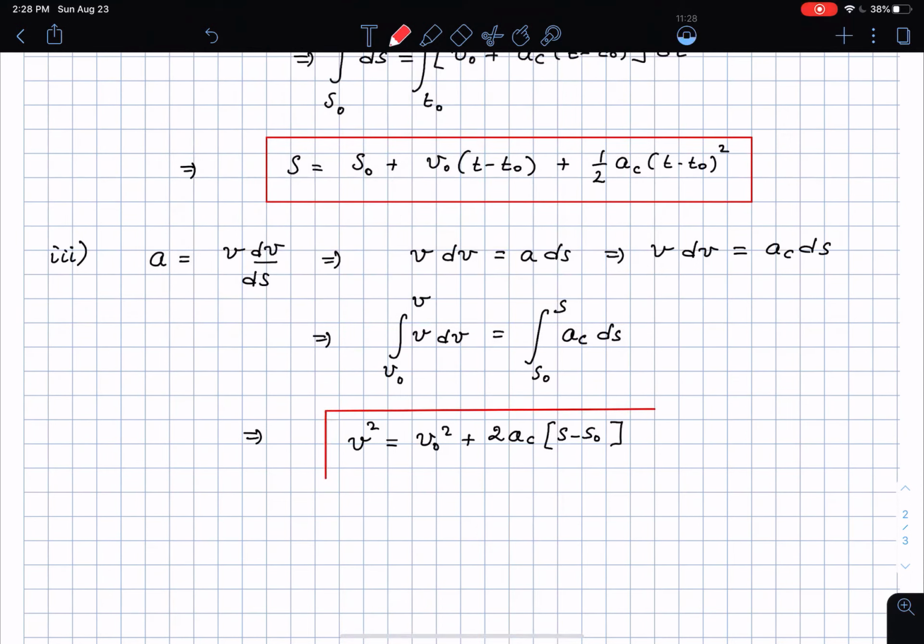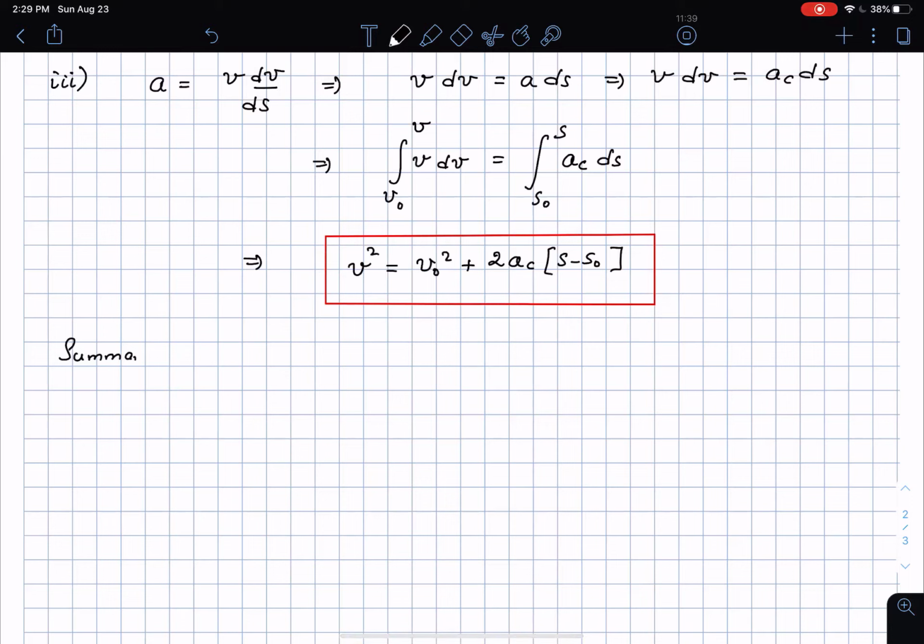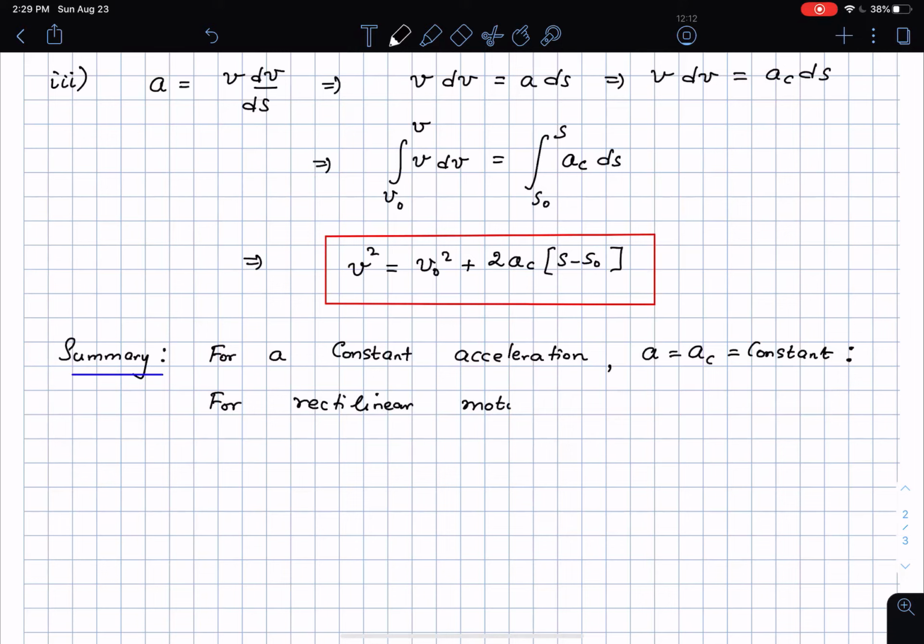I'm going to collect all of these that I have obtained, and I'm going to say the following. In summary, for a constant acceleration situation, a = ac = a constant, and for a particle traveling along a rectilinear path, for rectilinear motion, the following equations hold true.